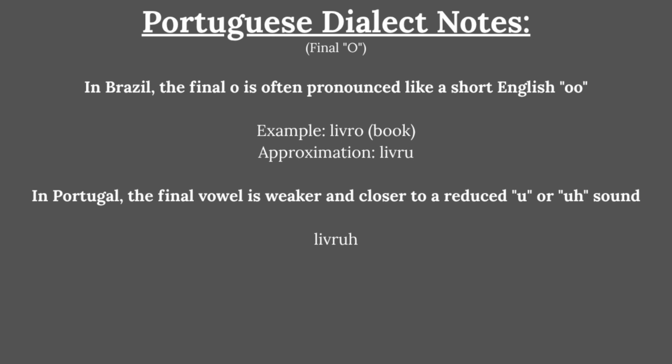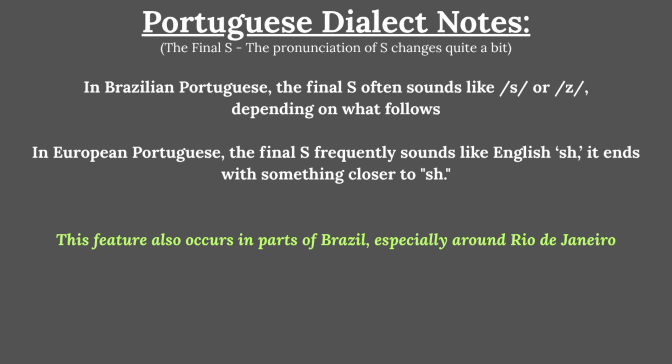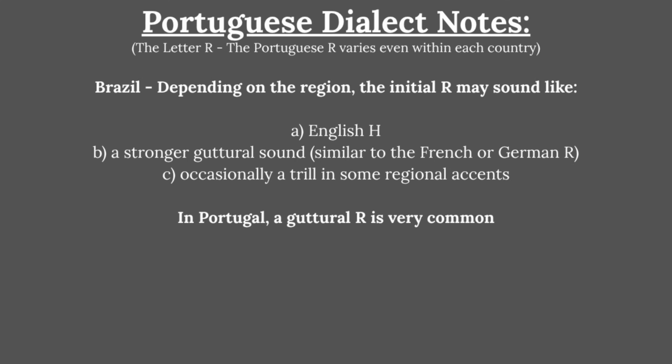A different rule is the letter S, where in the Brazilian dialect, the letter can sound like S or Z. However, the European dialect can sound like sh, especially at the end of syllables. Similar to this rule is the letter R. In the Brazilian dialect, the letter can have multiple variations, but in Portugal, a guttural R sound is very common.